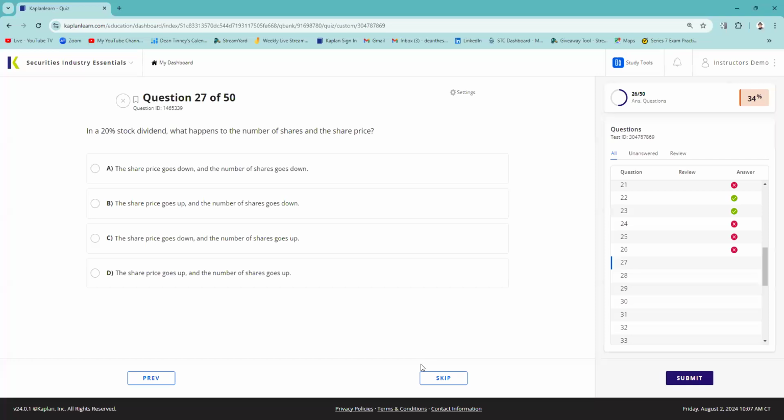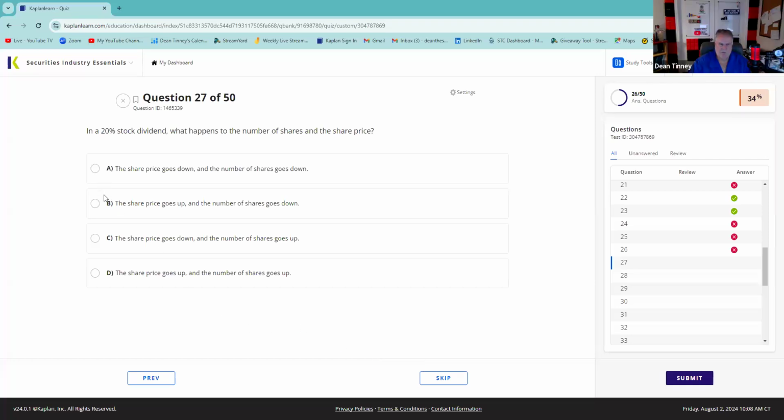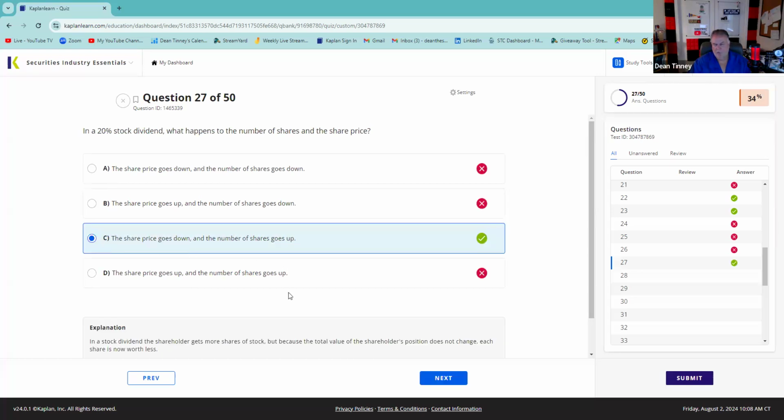Is the share price going up and the number of shares going down? You got it. The share price goes down and the number of shares goes up. Right, that's the whole point of doing the split.